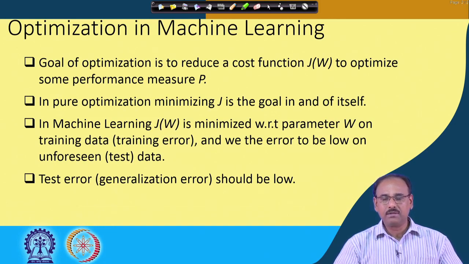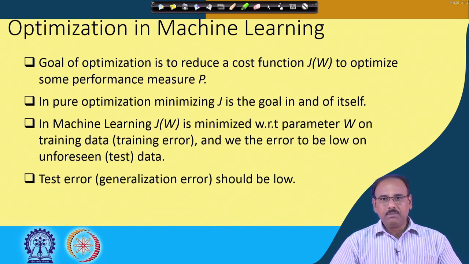And in order to do that, you minimize a cost function J(W), which comprises the loss that you incur during classification of the training data. Now, if you talk about a pure optimization problem, the optimization criterion or the cost function J is minimized and that is the goal in and of itself.